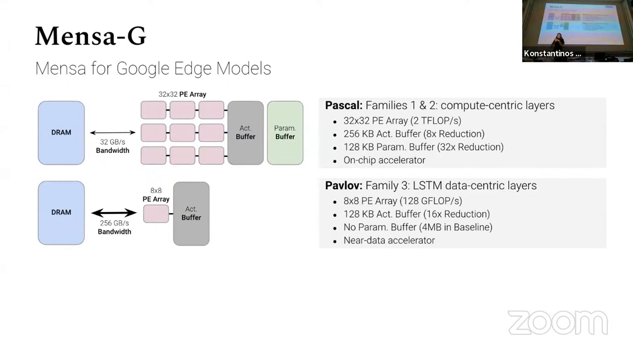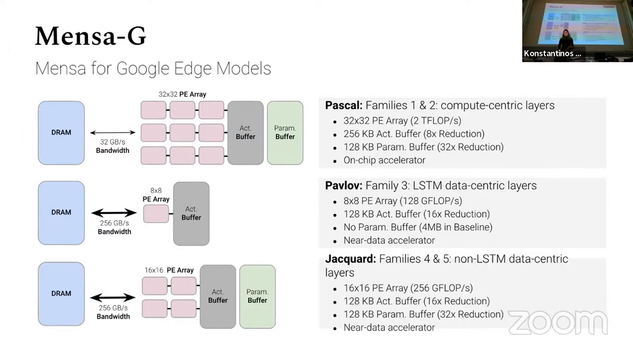Secondly, for family 3, which are data-centric layers, we have a much, much smaller array because we have a very low MAC intensity. We have a rather smaller buffer. We don't have any parameter buffers because we've analyzed before that these parameters are usually not reused at all. And what is interesting is we put this very near to the data to ensure a high bandwidth and to account for all of this data exchange between the accelerator and the DRAM.